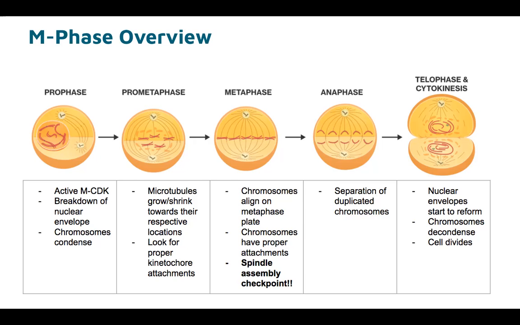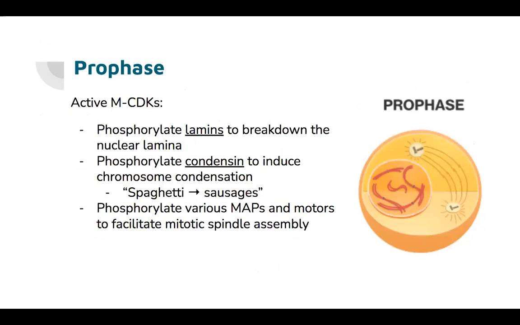So in prophase, like we said, the M-CDKs are active and they are phosphorylating the lamins, which break down the nuclear lamina, and that allows the nuclear envelope to break down. And then they phosphorylate condensin, which induces chromosome condensation. It's sort of like going from long strands of spaghetti to shorter, thick sausages that look like X's. And it phosphorylates various MAPs and motors to facilitate the mitotic spindle assembly.